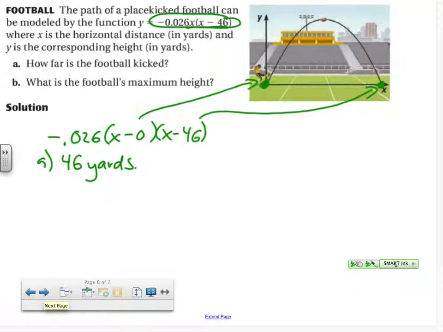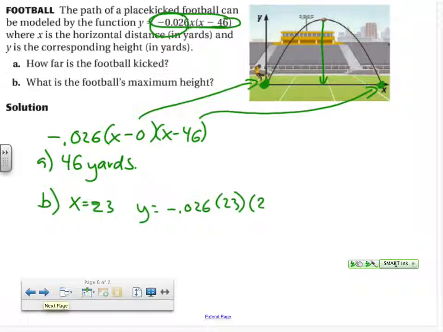Now, how high is it kicked? We know it has a maximum height because a is negative. So what do we do? We find our axis of symmetry by averaging those. 0 and 46 is 23. So somewhere here at 23 yards from the spot where it's kicked, it's going to max out. And we'll find that value by plugging in 23. So y equals negative 0.026 times 23 times 23 minus 46. Plug that in and simplify. And we can see that that football reaches a height of 13.754 yards.